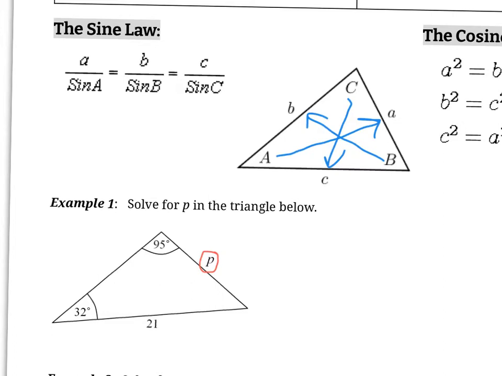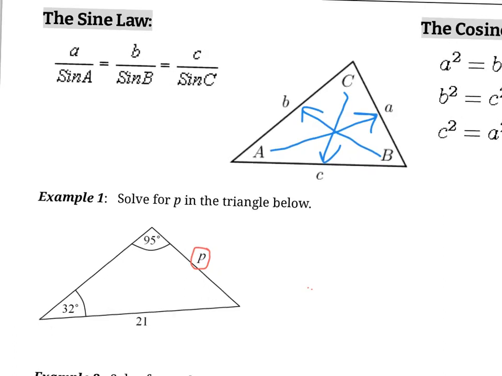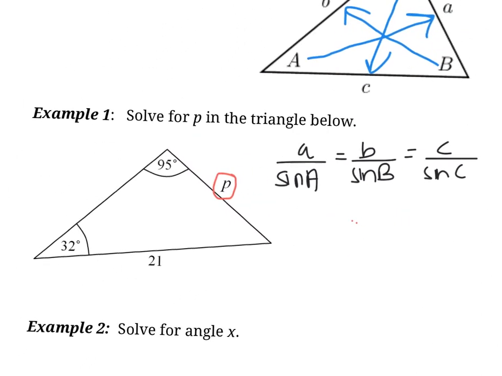So first step with sine law is just write it out. So I'm going to write out side A over sine of angle A, side B over sine of angle B, and side C over sine of angle C. Okay, step number 1, write it out. Step number 2 is label. So instead of using opposite, adjacent, hypotenuse, we're just going to use A, B, C. And we're going to start with the angles first.